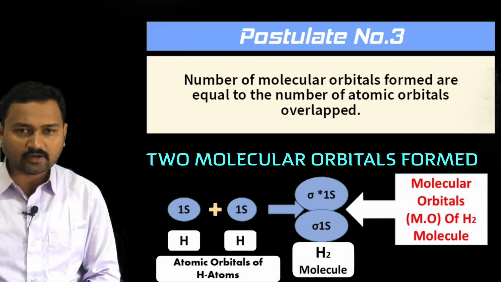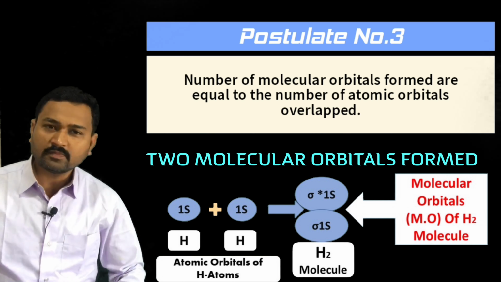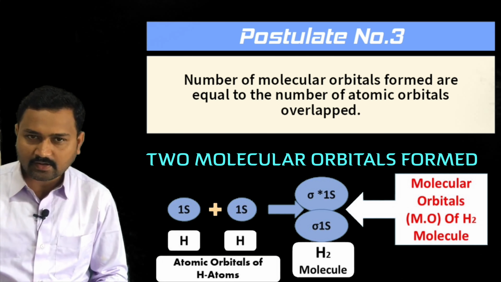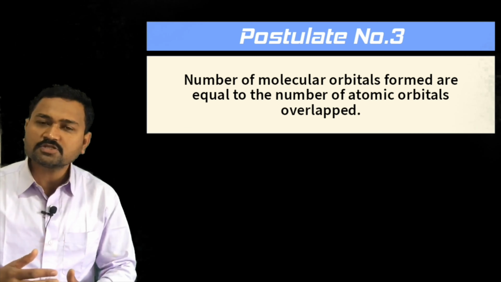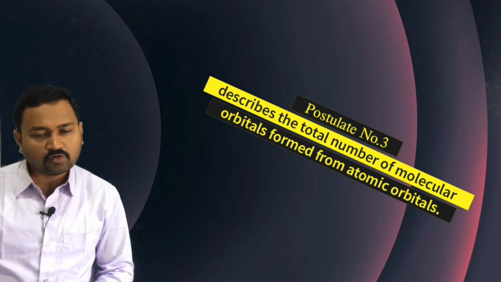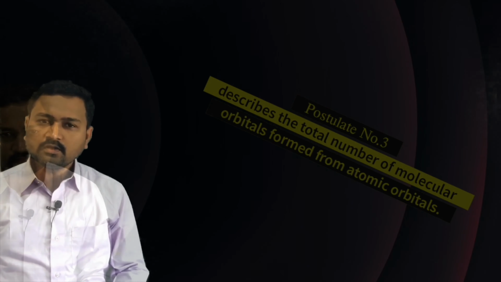Now in the case of the hydrogen molecule, the two atomic orbitals overlap, hence they form two molecular orbitals. That means the formation of molecular orbitals depends upon the number of atomic orbitals that are overlapping. Let us know about the fourth important postulate.